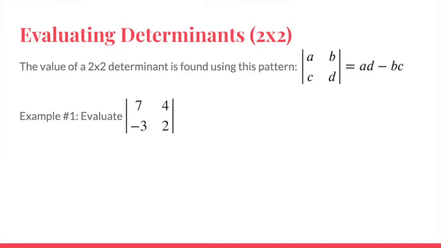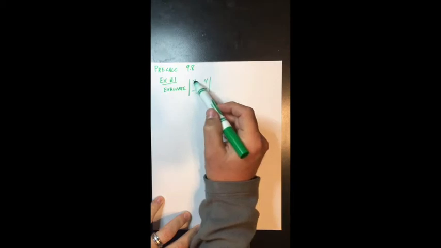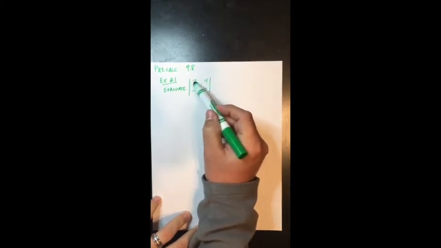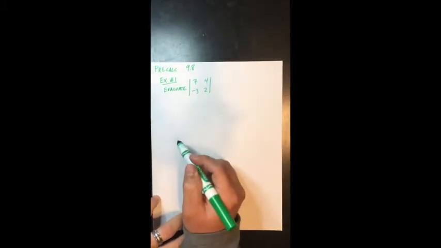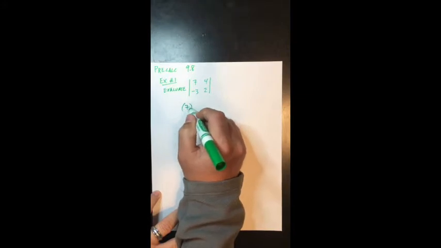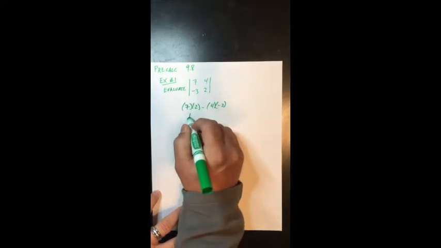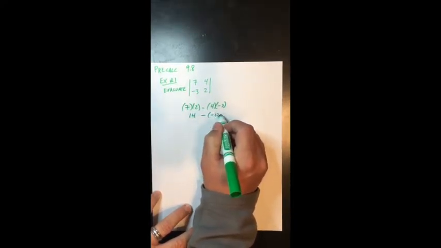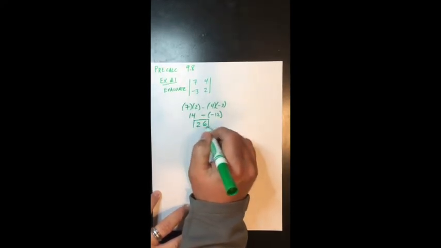So for example number one, we can switch to the document camera and take a look at this determinant. We're going to evaluate this 2x2 determinant. All we have to do is follow the pattern in the notes there, AD minus BC. So 7 is in our A spot, 2 is in our D spot, 4 and -3 are in B and C. So 7 times 2 minus 4 times -3 gives us 14 minus -12. So that ends up being 26. And that's our solution for the determinant.